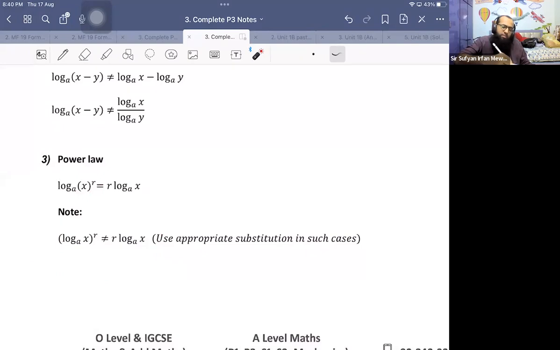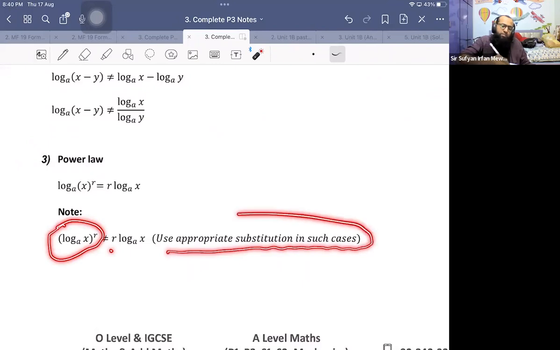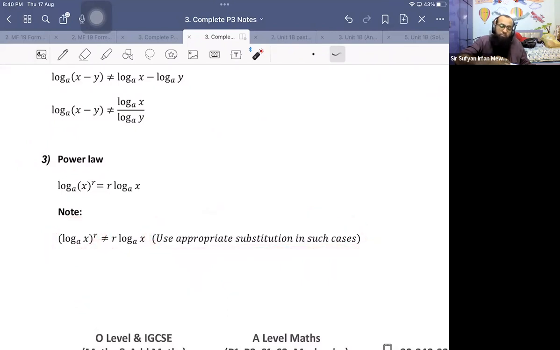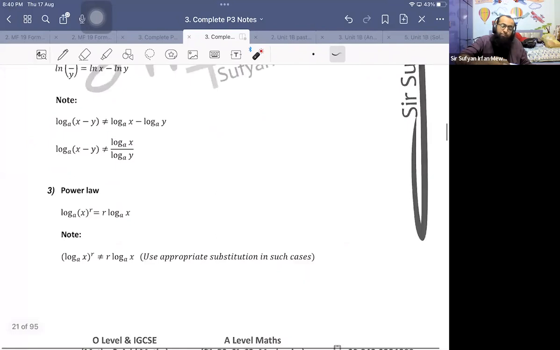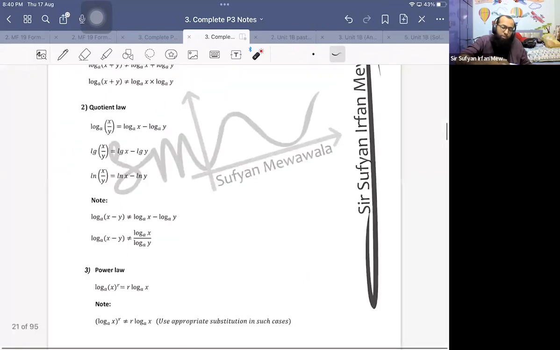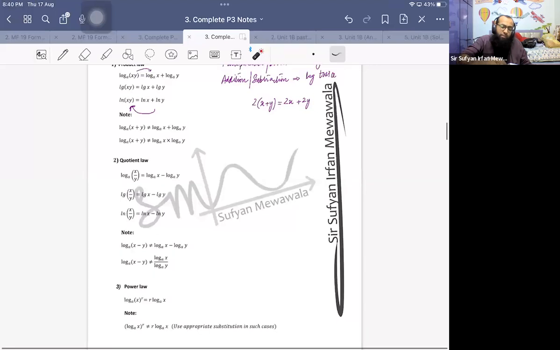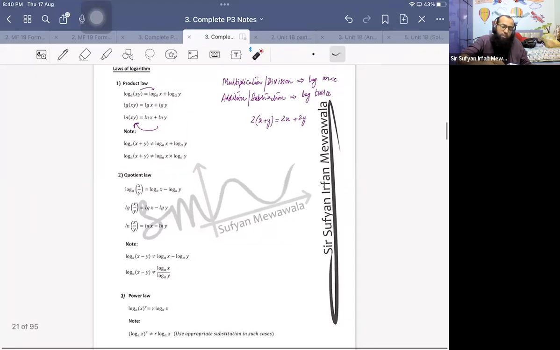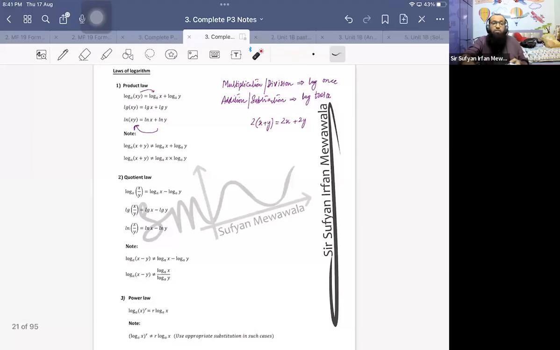But in such cases, when something like this is involved, we have to use appropriate substitution. Let log of x with the base of a equals b, let's suppose, and then we will solve an equation and then we'll do something. But this is something that I'm going to tell you with examples in future as well. So according to me, I've explained all three laws. I think I've explained all three laws. If there's something that is confusing you, if there's something that you think is troubling you, you can definitely ask.